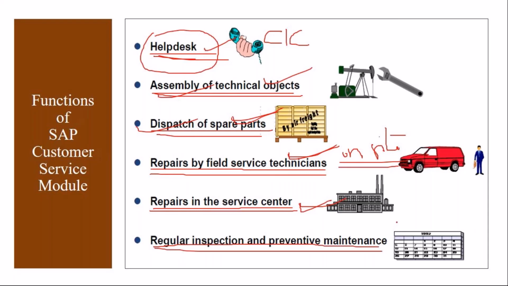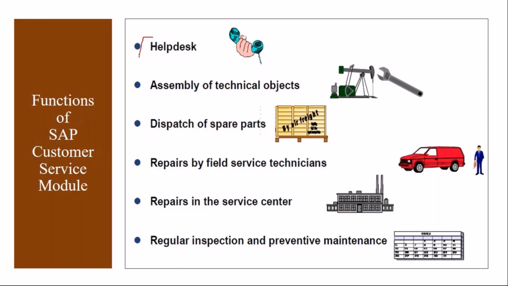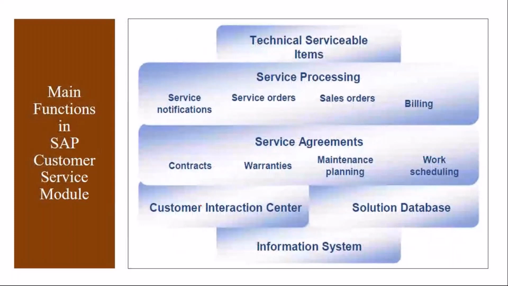Okay, so these are the business processes we will be covering in customer service. First we will start with all the master data and technical objects, and after that we will go into all these business processes. To handle all these business processes, what we are going to do in the system is create all those serviceable items, technical serviceable items, like material master, product, and then equipment with serial numbers.